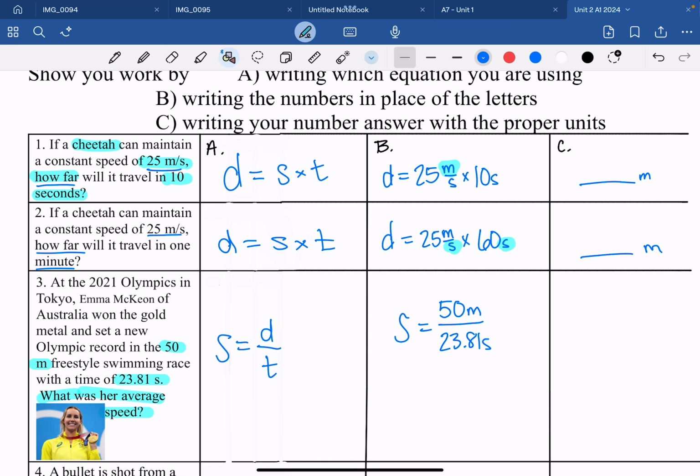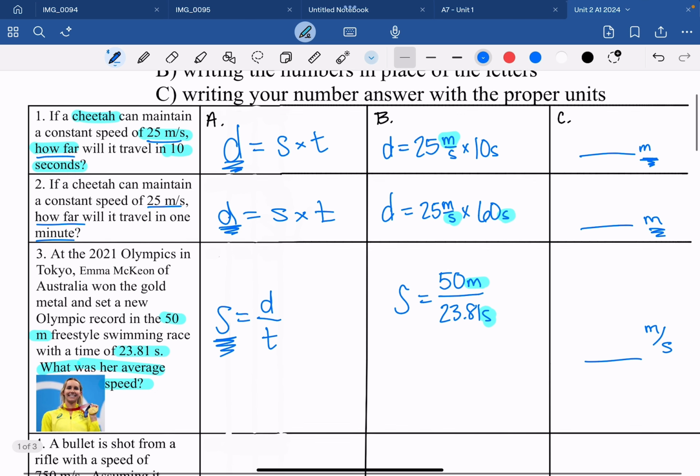So right now, even before you get an answer, you can see that you have meters on top and seconds on the bottom, and those units are going to carry over into your answer. So you're going to have meters on top and seconds on the bottom, which meters per second are units of speed, and that's what we're solving for, is speed. So that's a good thing. Here you were solving for distance and distance, so you can see that your answer is going to be in meters. Awesome. So those are how you would do those first three.